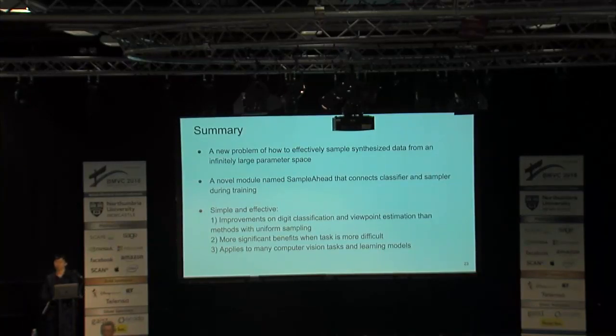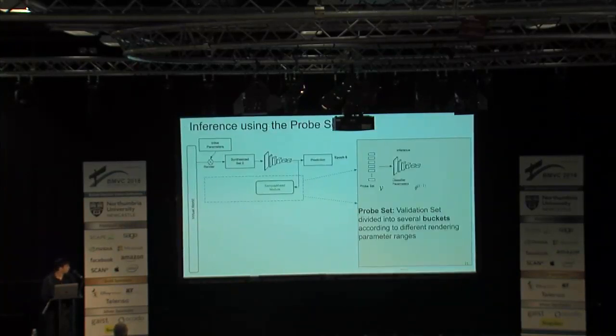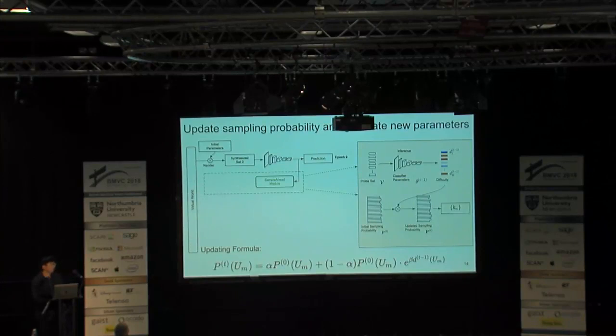How do you make sure that your network will not overfit to the hard examples in the following epochs? I think I can come back to the updating formula. Here we control the sample rate from the difficult examples and the initial examples by alpha. Alpha we set to be 0.9, which means we don't want to change the distribution too quickly, to prevent overfitting.